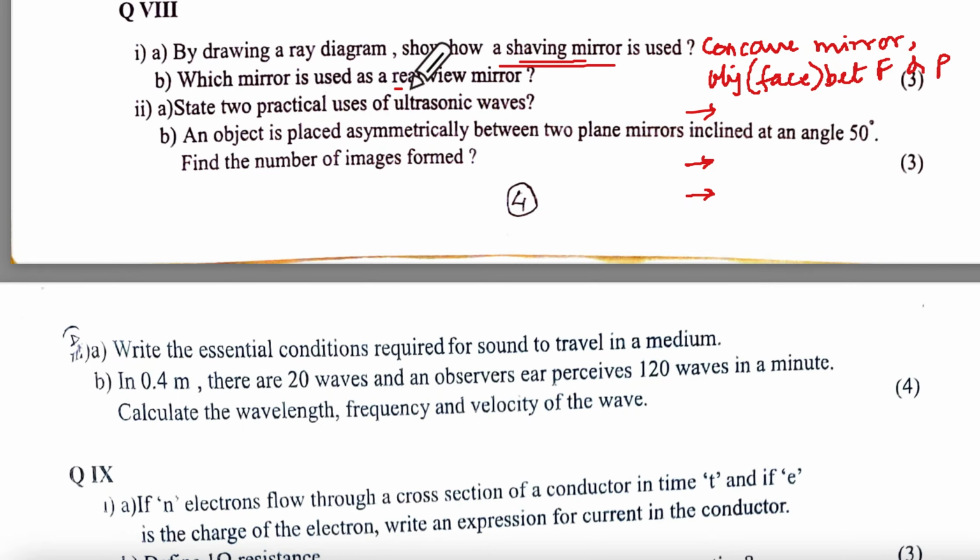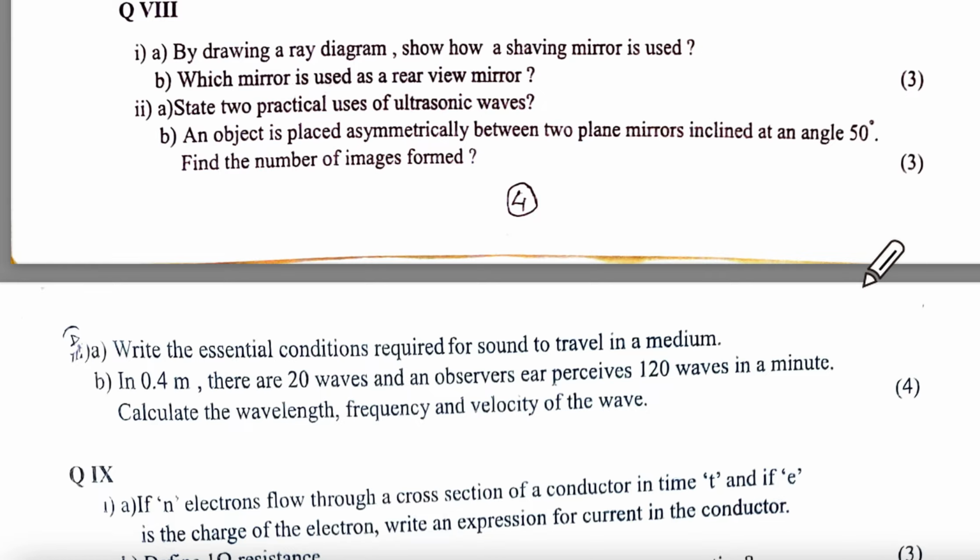Which mirror is used as a rear view mirror? The convex mirror. Practical uses, learning work. Object placed asymmetrically at an angle of 50 degrees. Find the number of images.